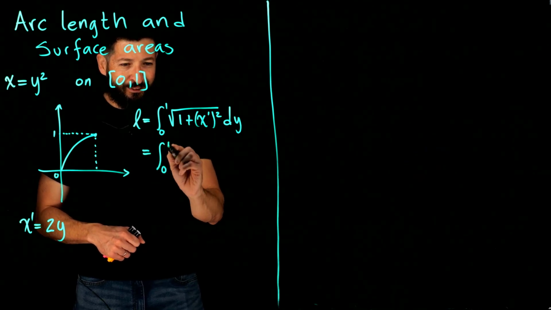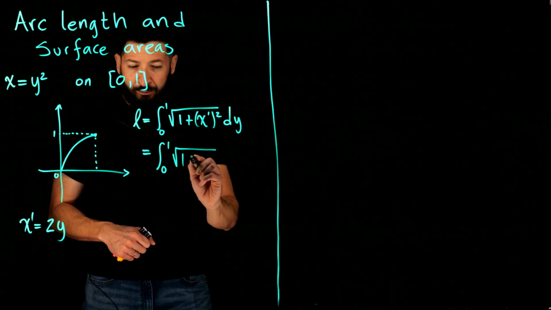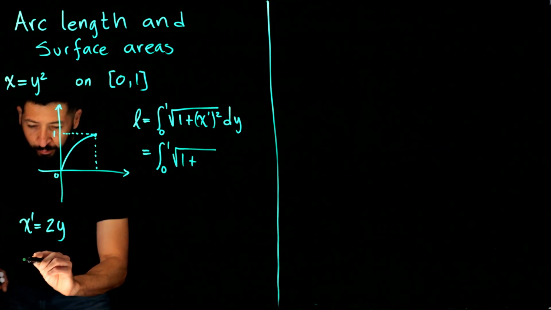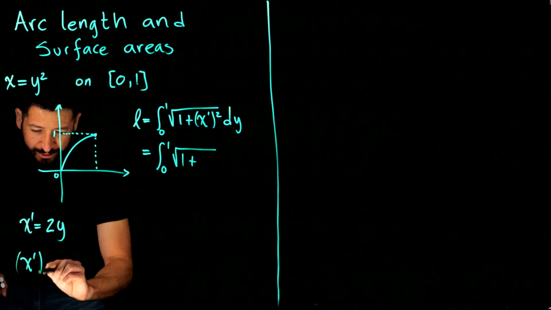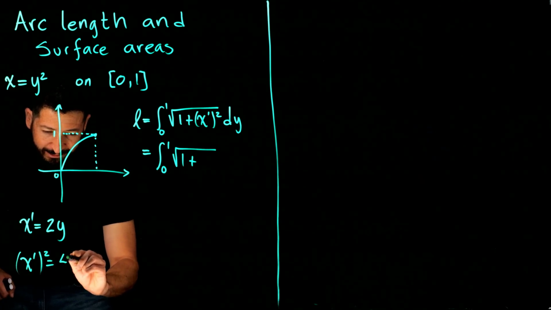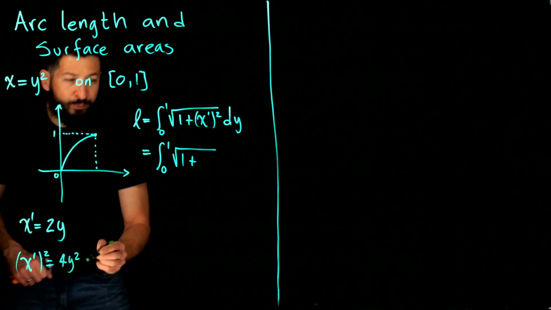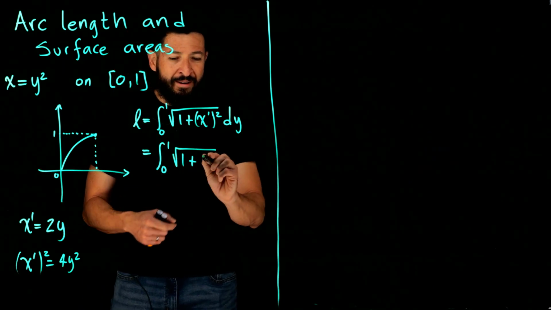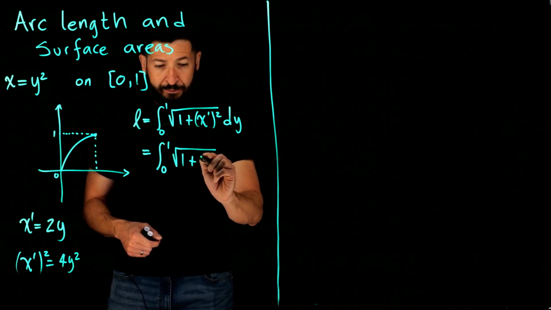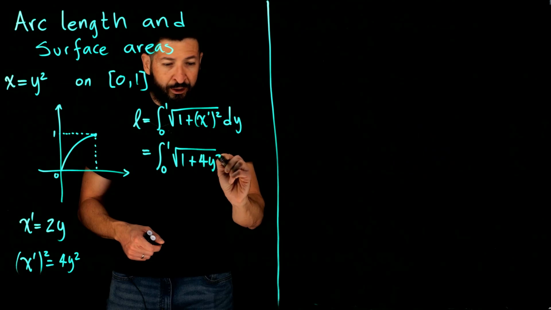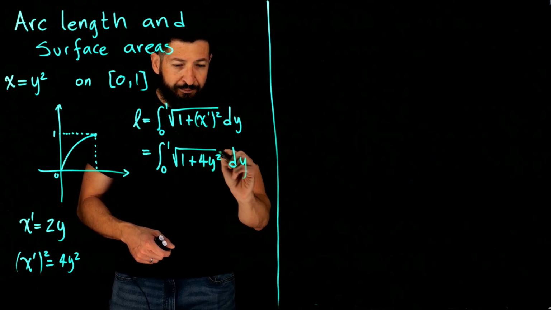So the integral from 0 to 1, and then the square root of 1 plus, oh, I forgot to take the square. Should do that. It's probably better to do the square separately, because sometimes you will have to FOIL things out. So it's better to already have it FOILed and just plug it in. So 4y squared and then dy.